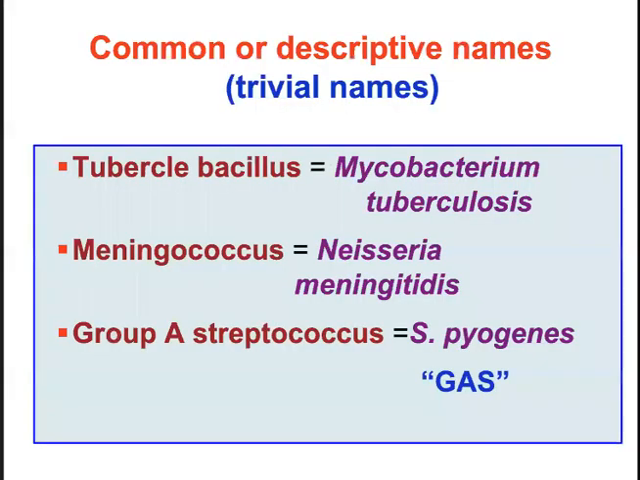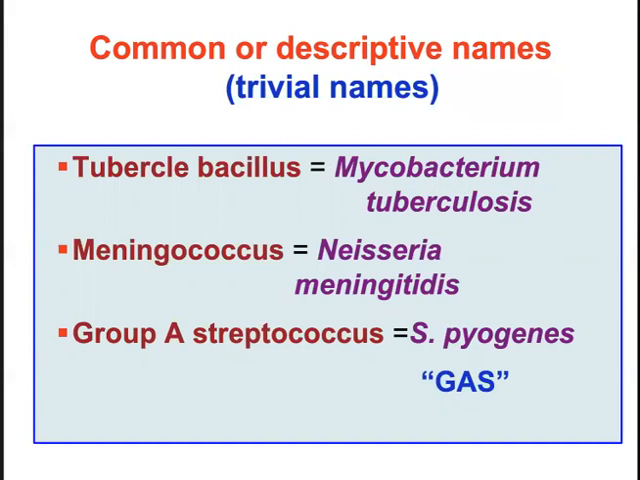And then, they do have common names or trivial names, descriptive names. Like Mycobacterium tuberculosis, we know it also as tubercle bacillus. And the Neisseria meningitidis is also meningococcus.